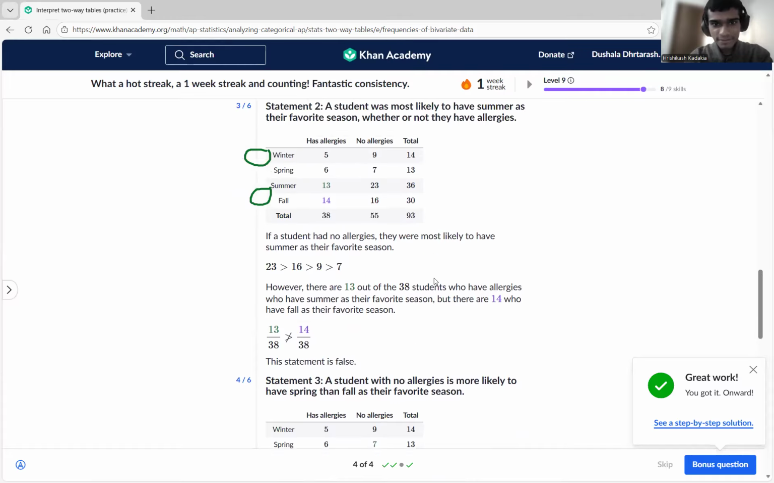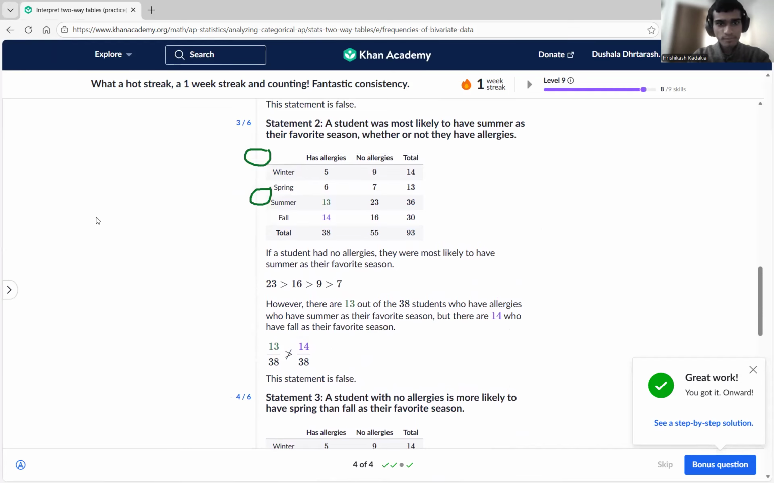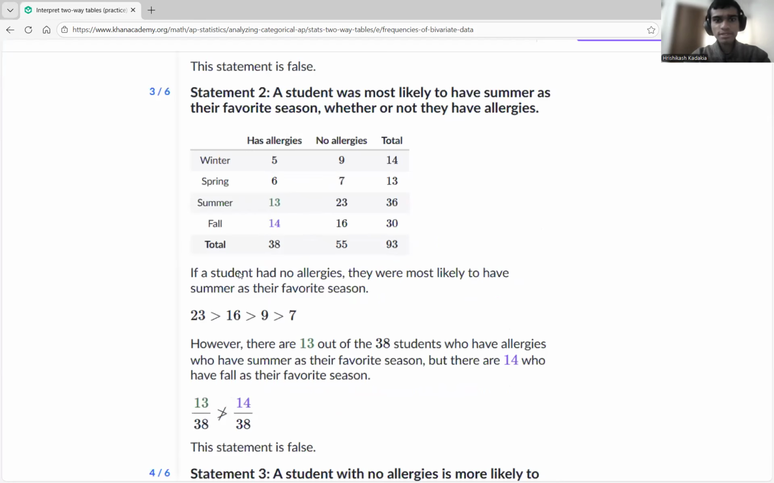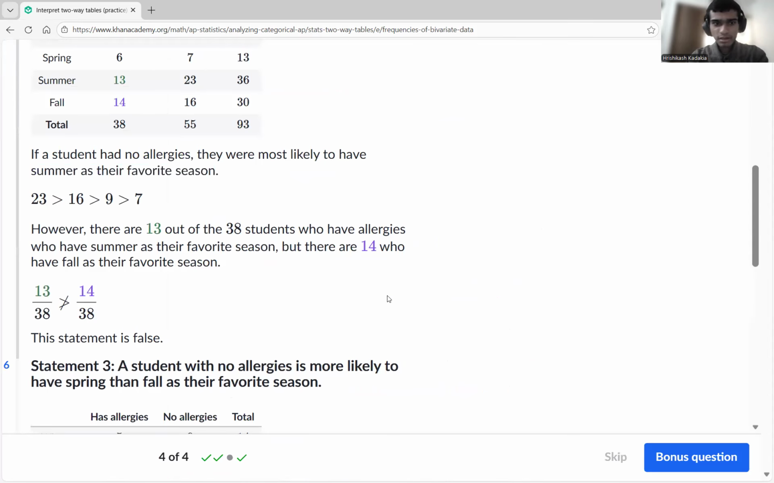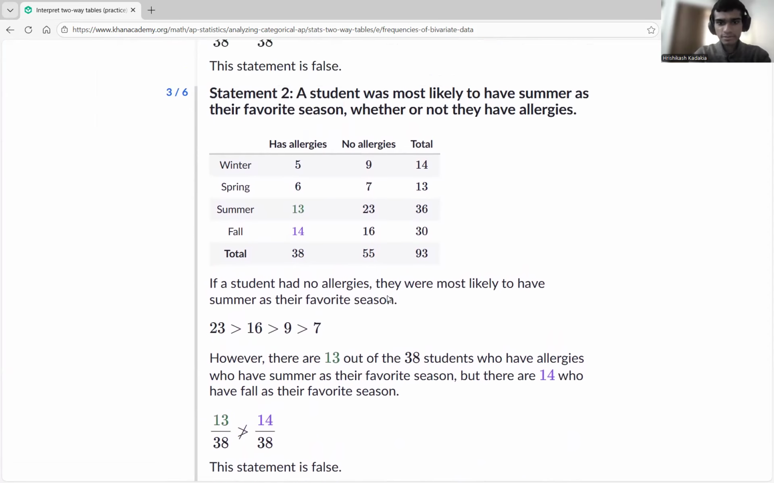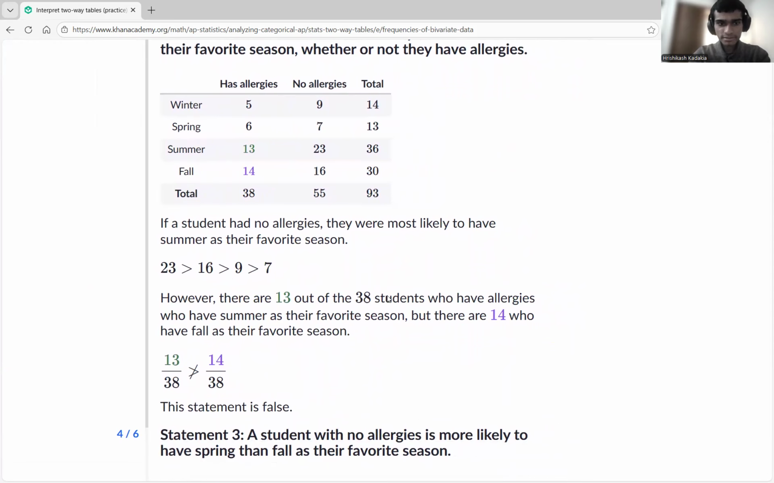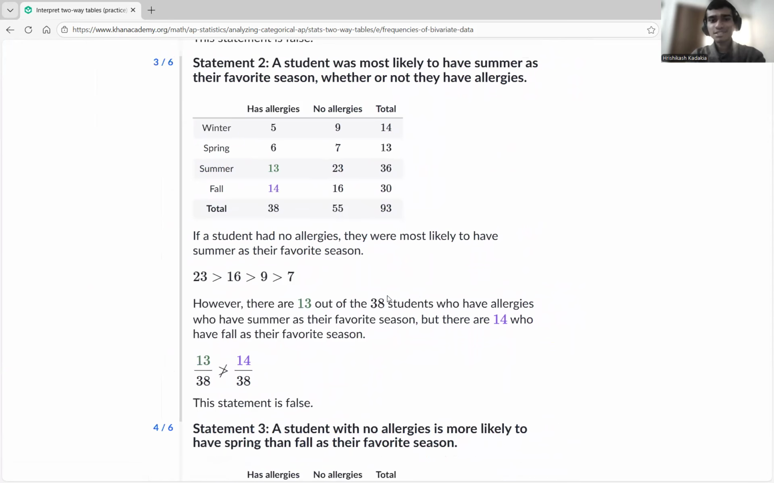If you take a look here, this one is something worth studying. If the student had no allergies, they were most likely to have summer as their favorite season. Now let's take a look at the option here. However, 13 of the 38 students who have allergies have summer as their favorite season, but there are 14 who have fall. Okay. They're just trying to compare here.